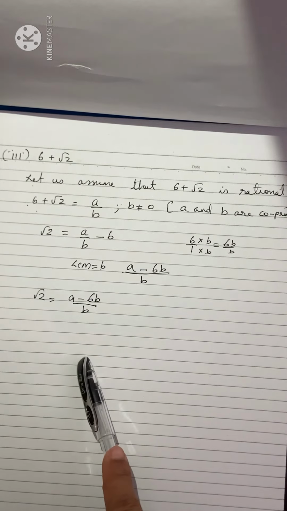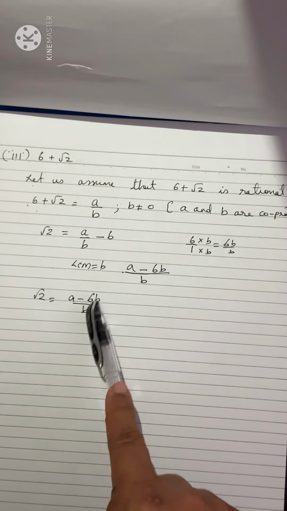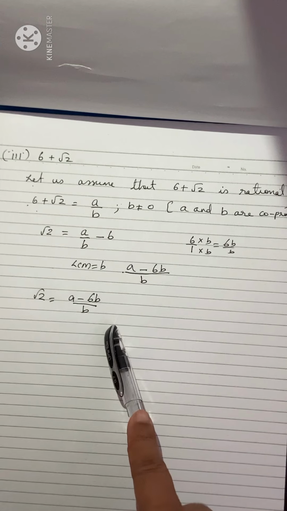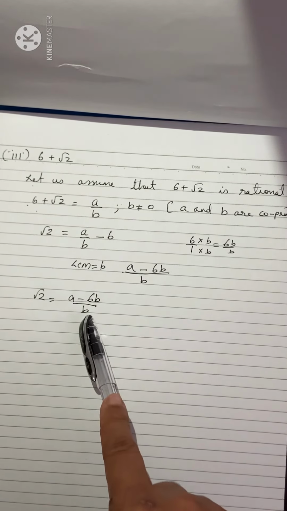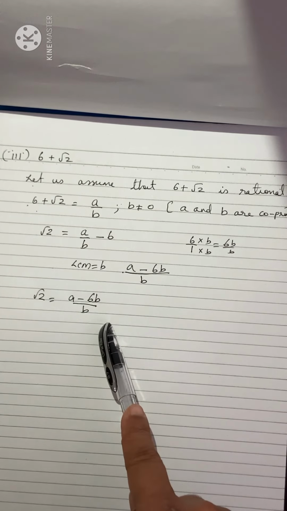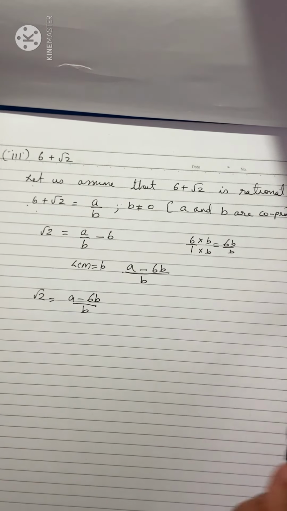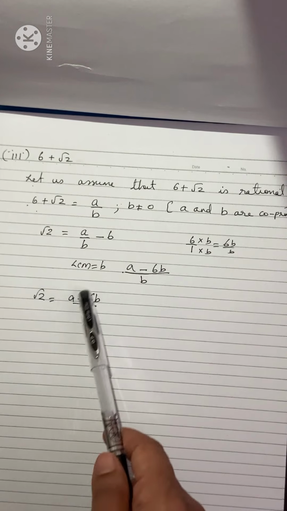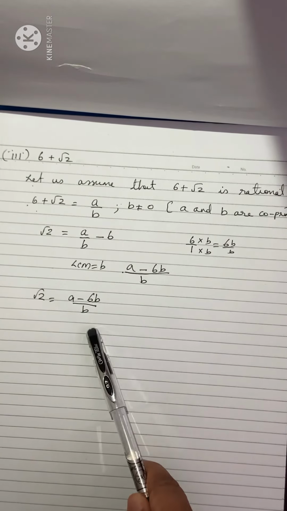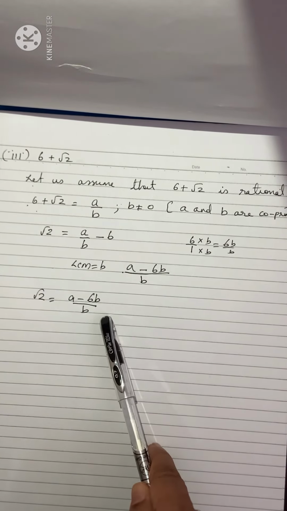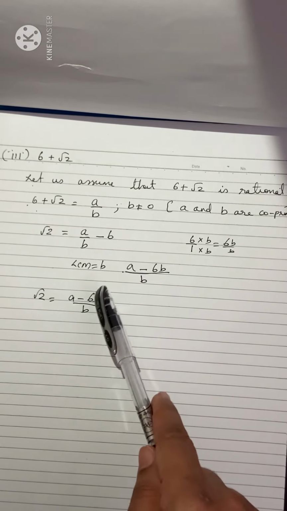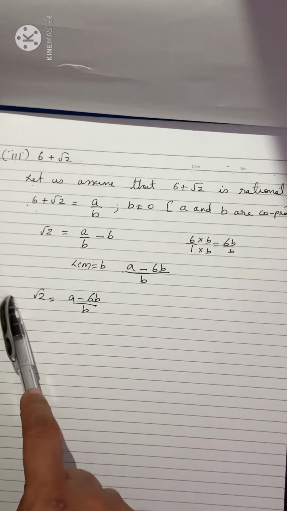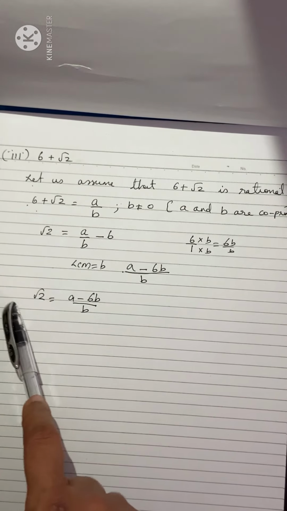A and B are integers. Integer minus 6 into some integer means one integer only. Integer minus integer, we get another integer. And integer divided by integer is a rational number. That means A minus 6B by B is a rational number. Therefore, if our right hand side is a rational number, then the left hand side is also a rational number.